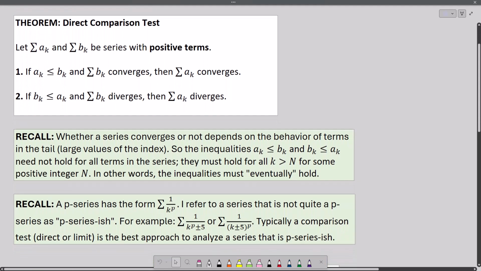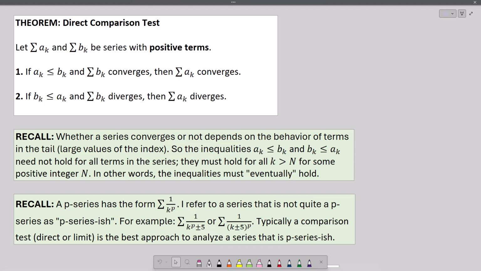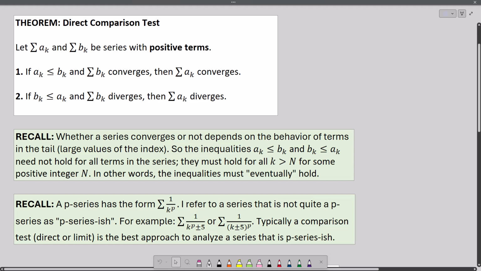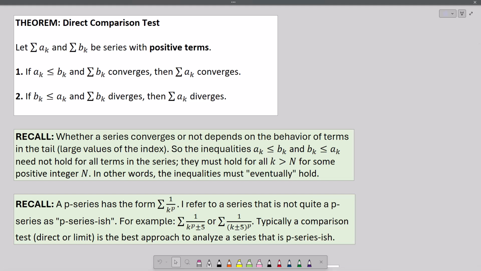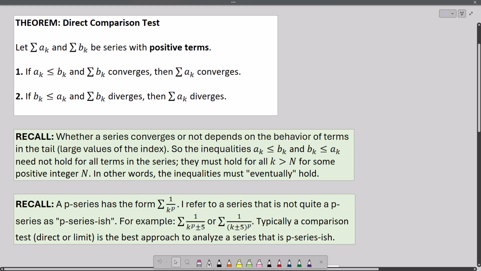Okay, let's go to our next section. Two more series tests here. We're going to have one called the direct comparison test, and one called the limit comparison test. So two more series tests. We're going to, again, stick with positive terms for now until we get to the alternating series. So we have two series. They've got positive terms. We need to understand these two concepts.